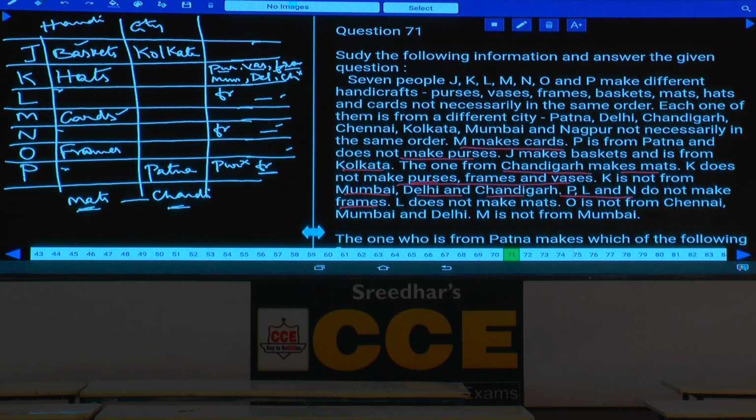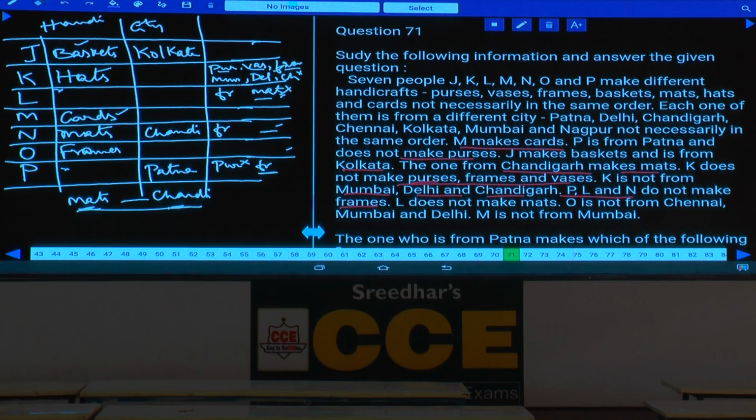L does not make mat. L does not make mat means mat cannot be at this place. As mat cannot be here, mat cannot be J, K, L. Now what is the possibility left over? Either N or P, out of which P is also not possible, because the person who makes mat is from Chandigarh. Here P is from Patna, and this person cannot make mat. Hence what is the only possibility for this one? Mat. If this person makes mat, this person is Chandigarh. Done with this? N, mat, Chandigarh, this is also finalized.